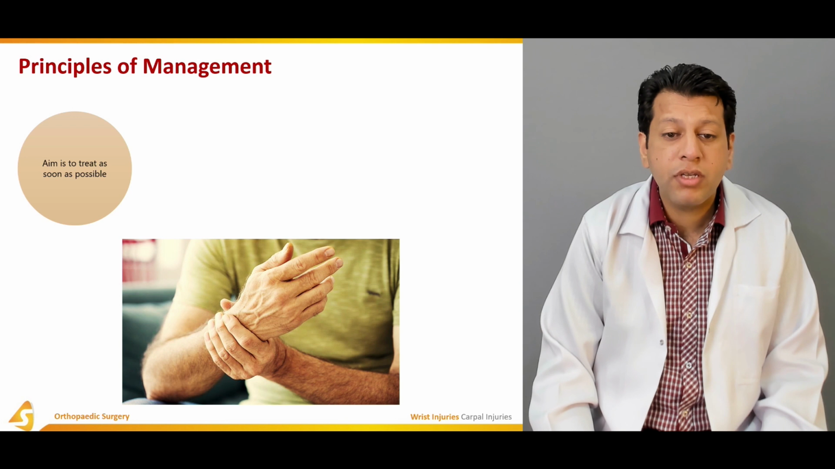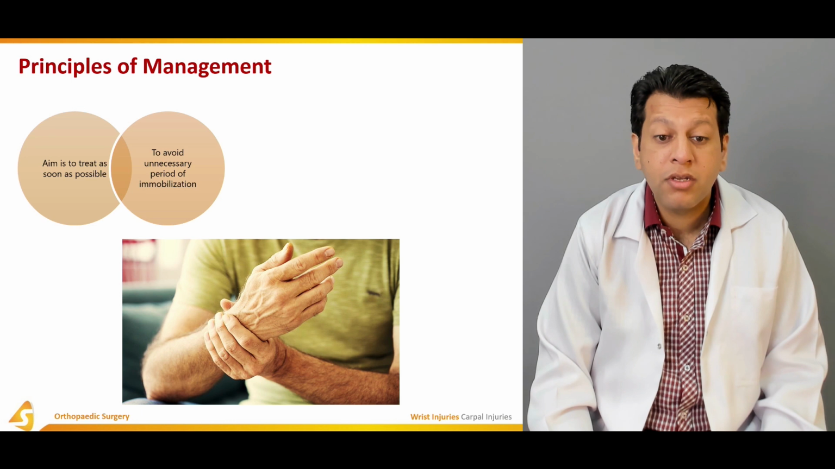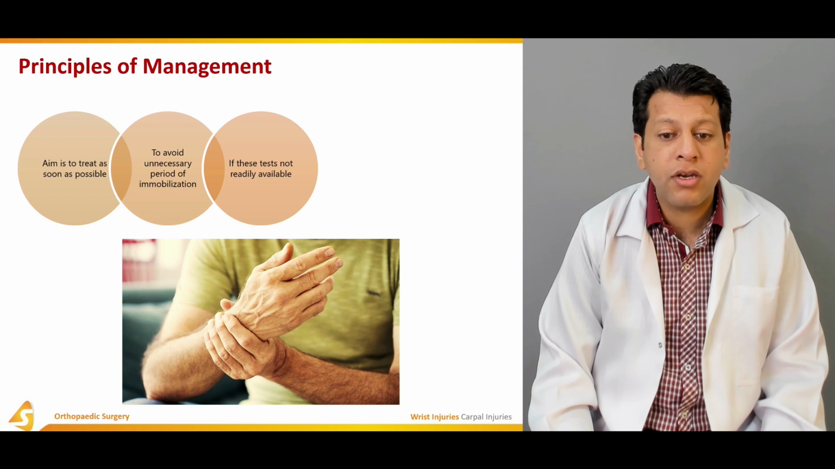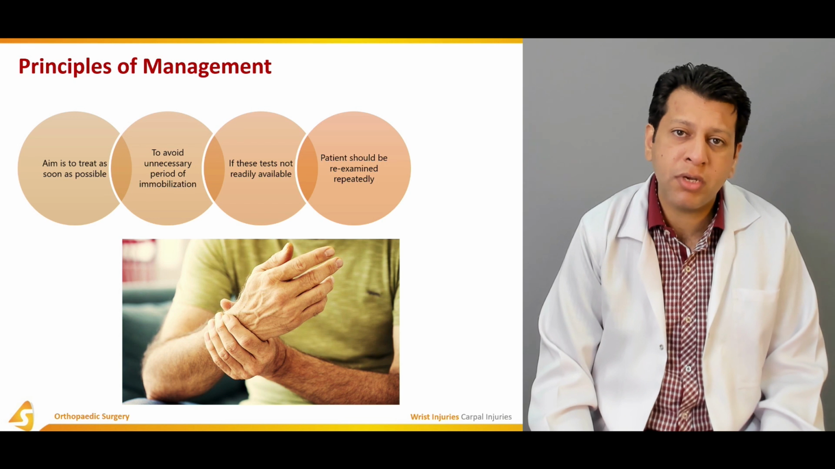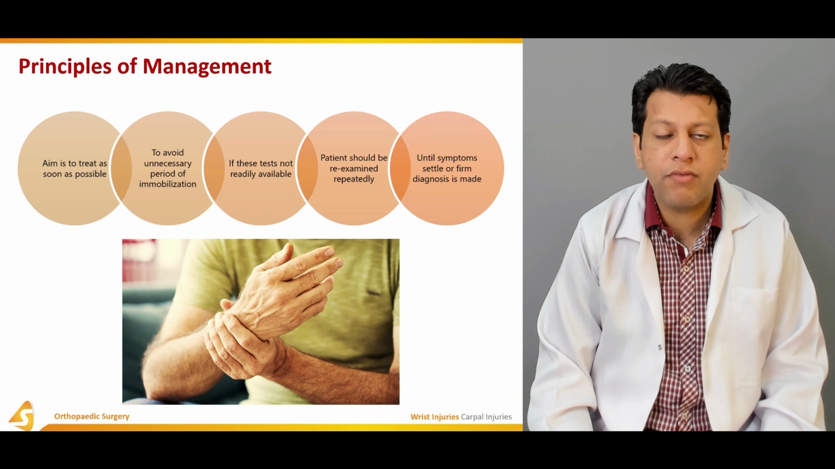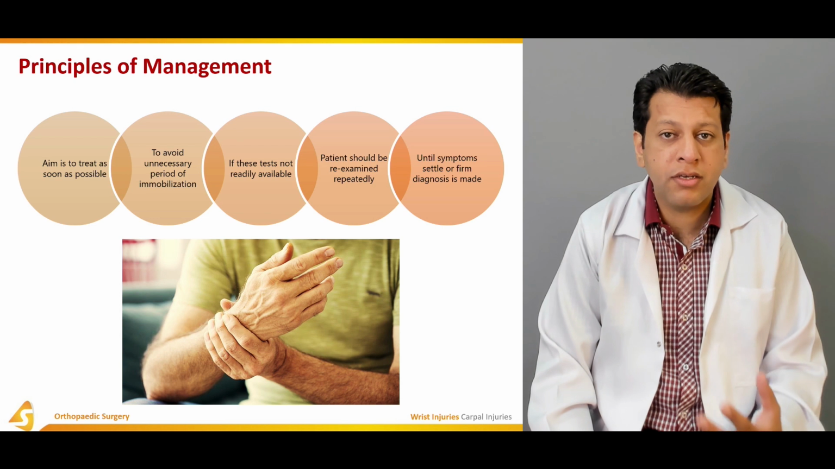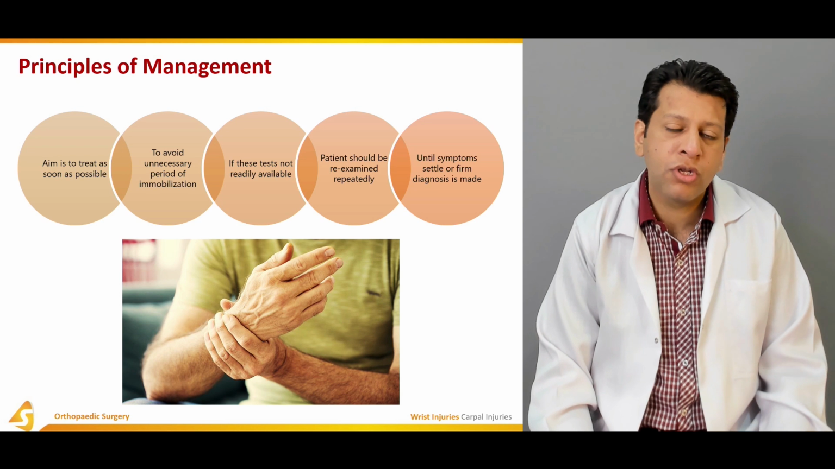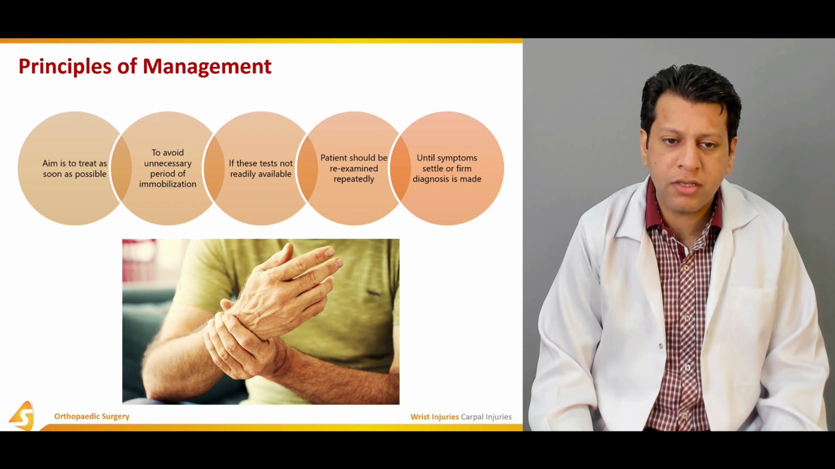Now, continuing with the principles of management, the aim is to treat as soon as possible to avoid an unnecessary period of immobilization. If these tests are not readily available, patients should be re-examined repeatedly, but usually X-rays and MRI are almost always available throughout the world. Until the symptoms settle, a firm diagnosis is made. But the important point is, if you are suspecting even a ligamentous injury, you cannot just splint it and let it go, because a ligamentous injury, if not properly healed, can eventually produce a lot of instability.